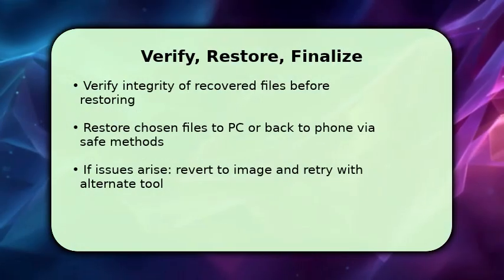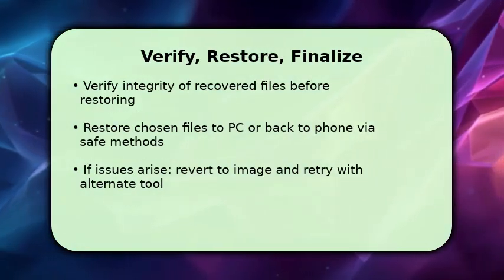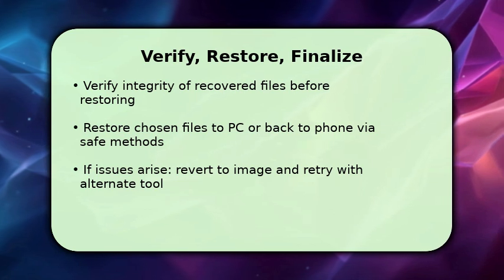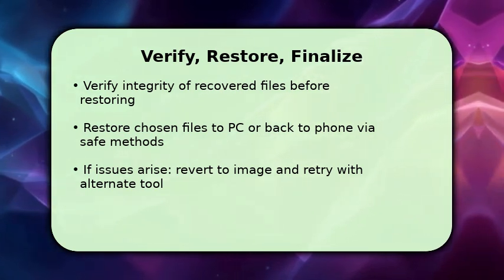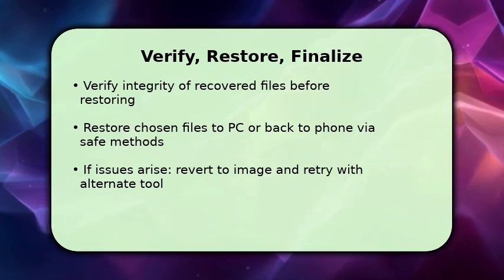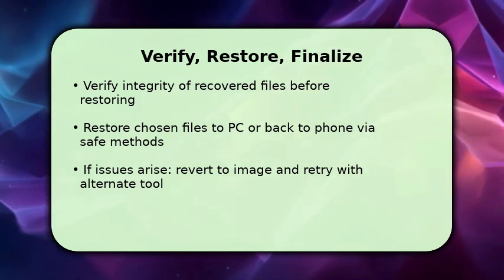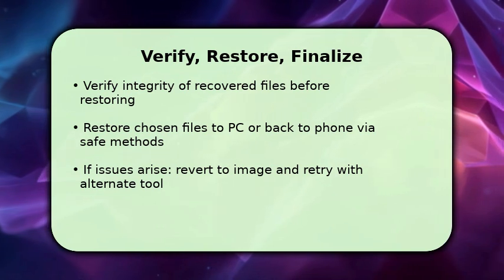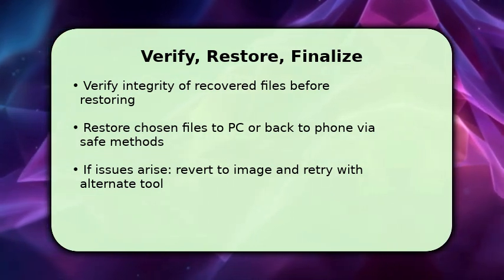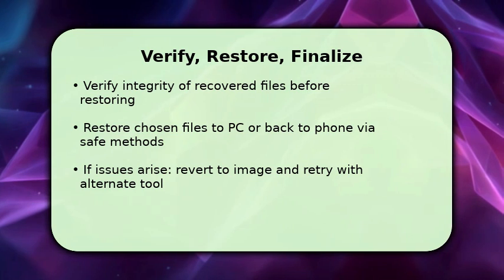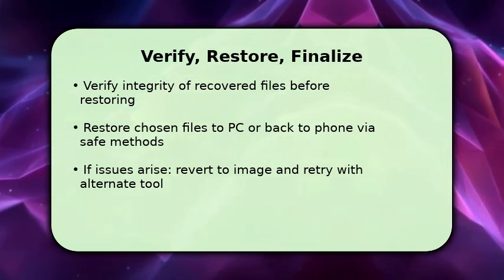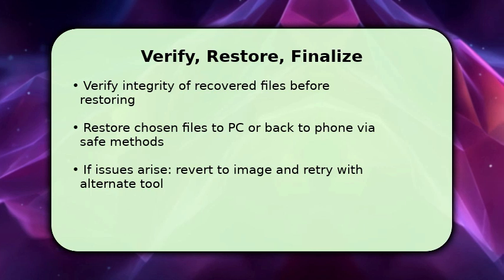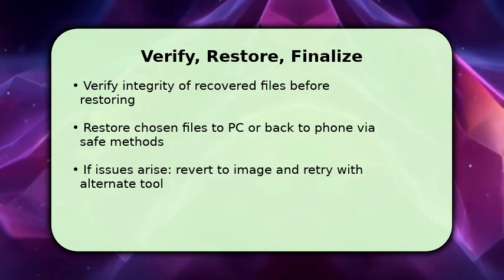Open several recovered items to confirm readability and correct timestamps. Once satisfied, copy data to a secure location or restore selected files back to the phone using the recovery tool's Safe Restore feature. Make sure the phone remains plugged in and unlocked during transfer. After restoration, create a fresh backup and consider a factory reset only if necessary. If something goes wrong, revert to the device image and rerun recovery with a different tool or set.